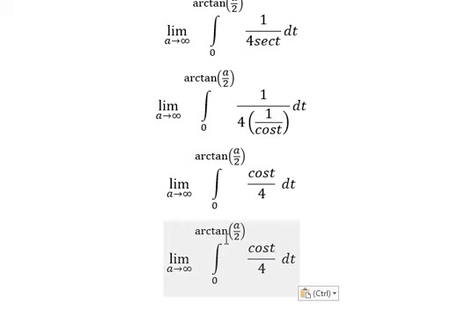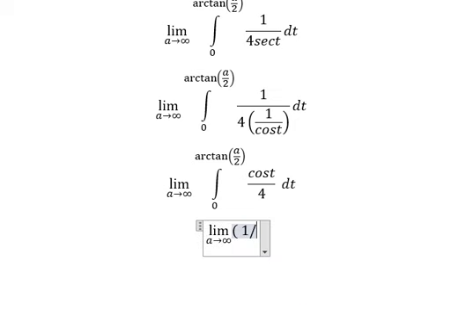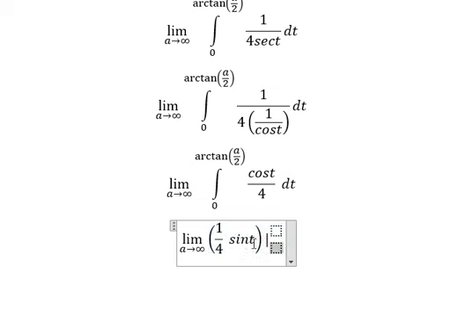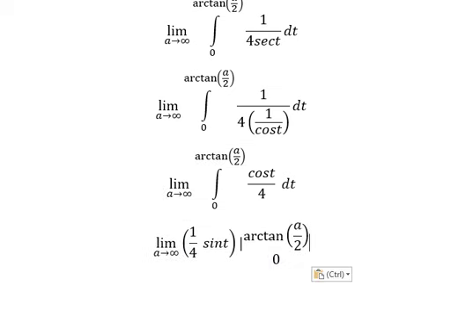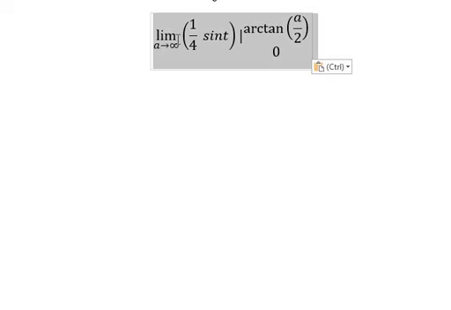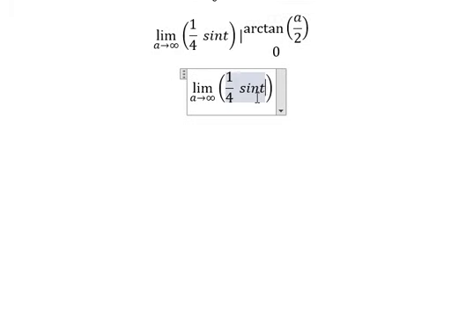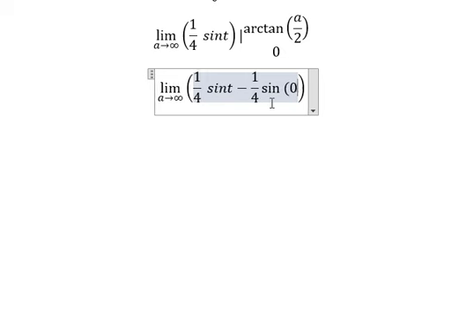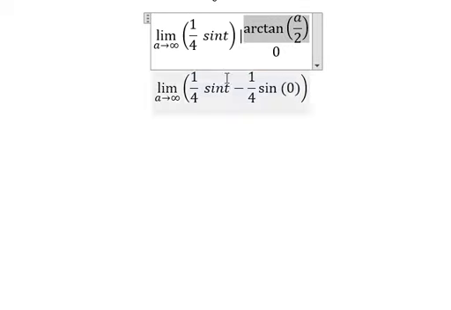The integration of cosine t, we have 1 over 4 sine t, and we put the bounds from 0 to arctan of b over 2. So we put this one in for t and 0 in for t, and now we have it like this. So we put 0 in here, and this one in here.